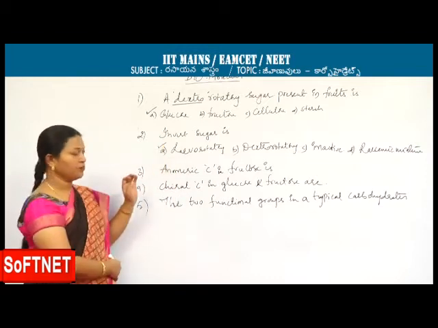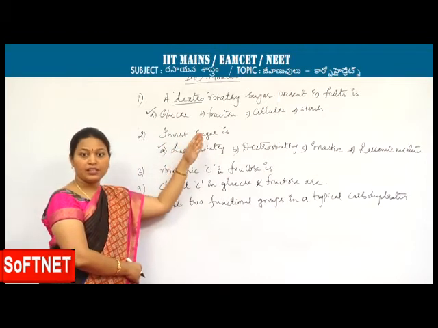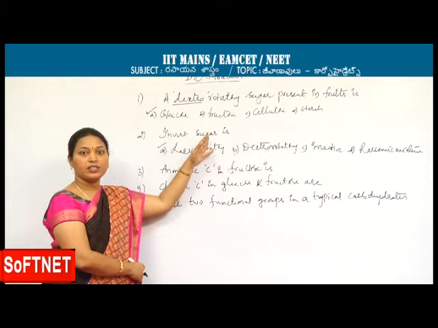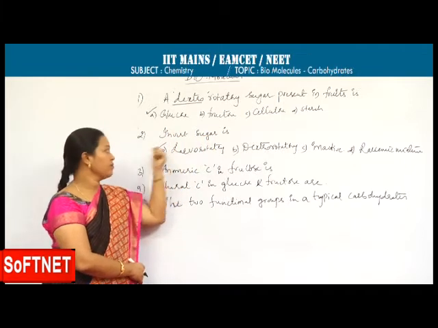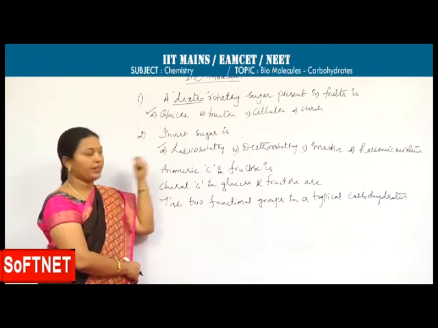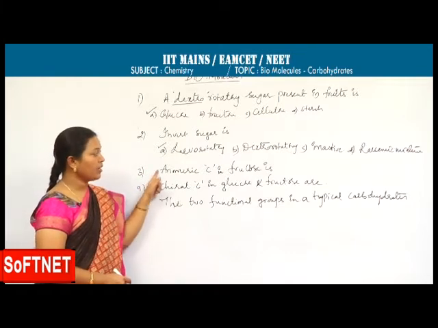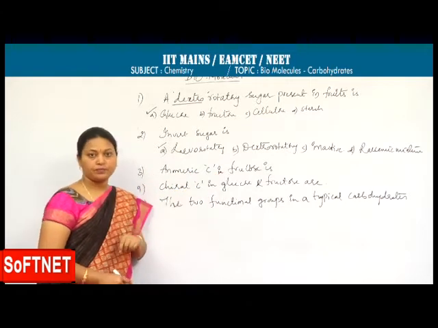Now the invert sugar is levorotatory. I am repeating, sugar is dextrorotatory. During hydrolysis, it changes its specific rotation. So now it is levorotatory. Next, anomeric carbon in fructose is.